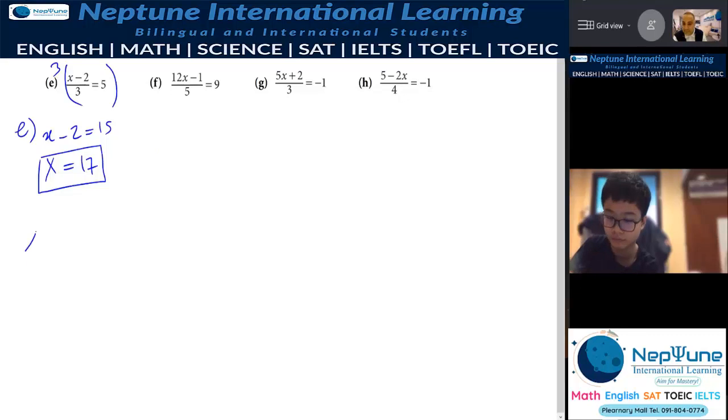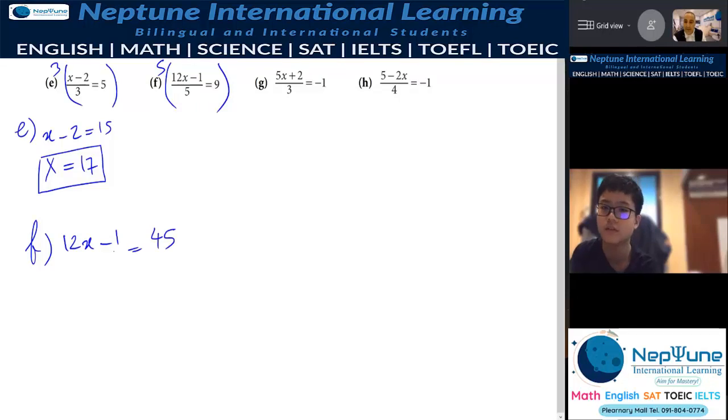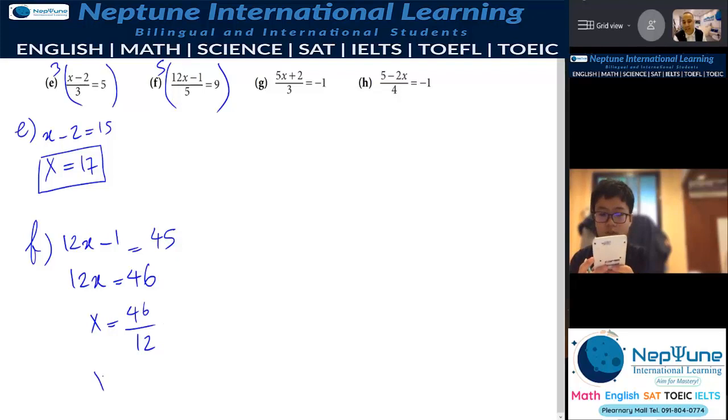F, what would you do as a first step? Times 5. Times 5, very good. So we get rid of 5 in the denominator, that's what we want. 5 times 9 is 45. And then add 1 to both sides to get rid of negative 1, so that's 46. And then in the end, divide by 12. So 46 divided by 12, which is... Can it be... 6. 23. 23 over 6. I think that's the best we can do. 23 over 6. Simplest form.